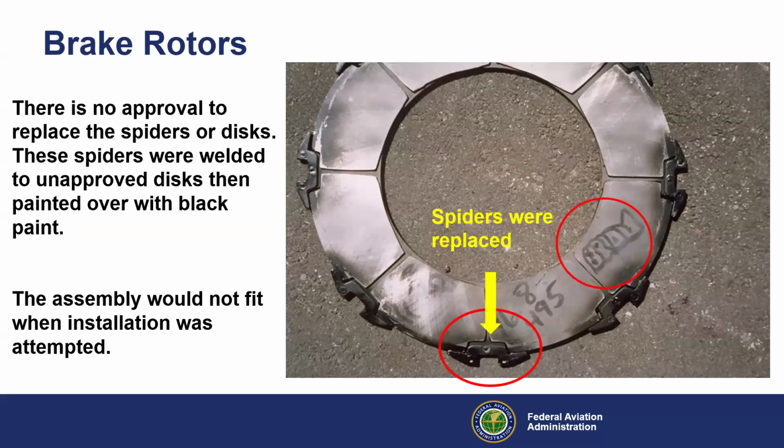Brake rotors. There's no approval to replace the spiders or the discs. And these spiders were welded to unapproved discs, then painted over with black paint. And the person even wrote their name on here, Brian. And this assembly would not fit when they tried to install it. That's when they knew something was not right. And so Brian, the way he checked them, he would do a drop check to see if the rivets rattled. That was his return to service test.